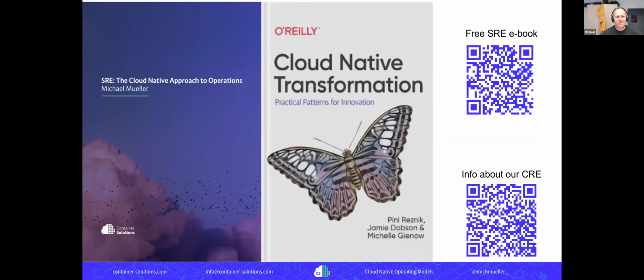We have written some books. SRE on the left, then Cloud Native Transformation by Pini, who was speaking here last week, and Jamie and Michelle, about how to make a transformation happen. Using the QR codes, you will get this recording. You can use the QR code to either download the free ebook or get information about Client Reliability Engineering.